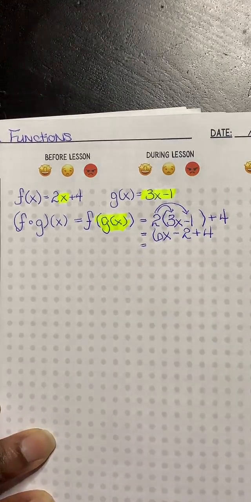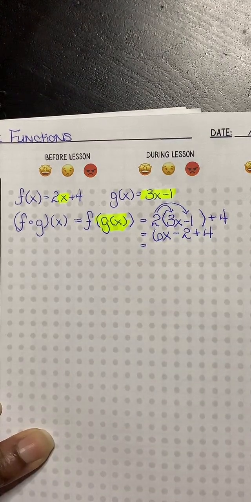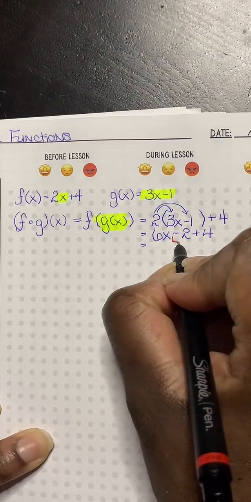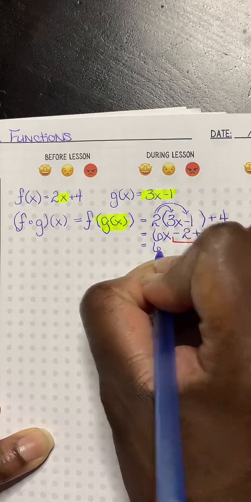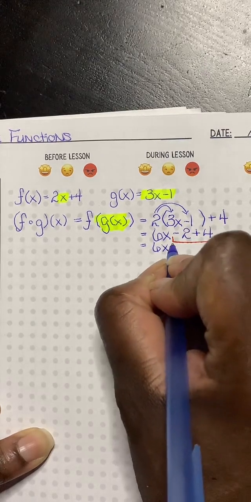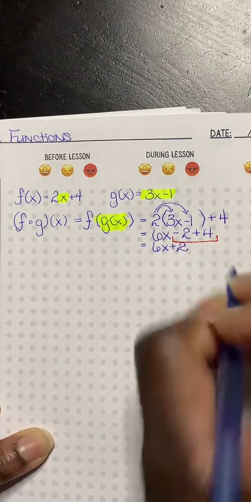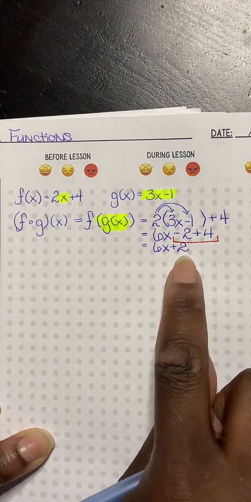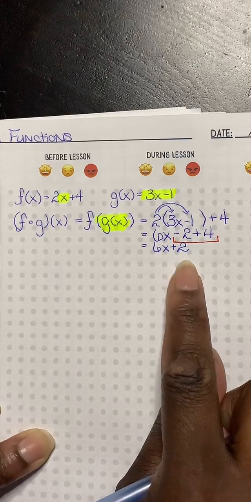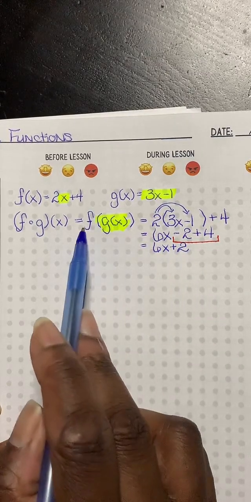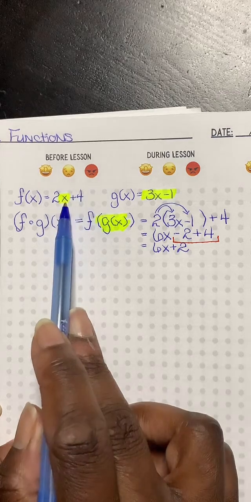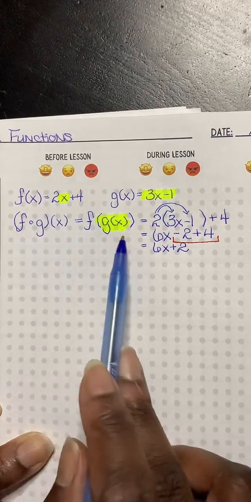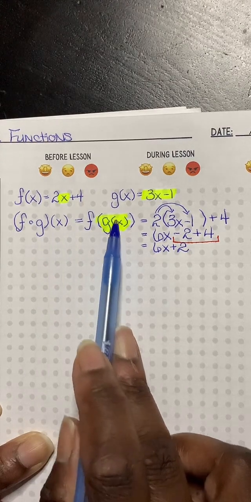As I simplify, I notice I have like terms with my negative 2 and the plus 4. So I can go ahead and combine those two. Then I will have 6x, and this will give me a positive 2, so plus 2. And I don't do anything else from that. That's it. Okay? So all this is doing is saying that I'm taking my g function and plugging it in for the value of x in the f function. So that's why you always want to work from the inside out.